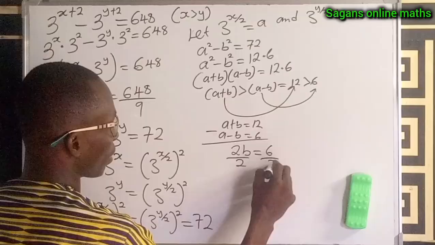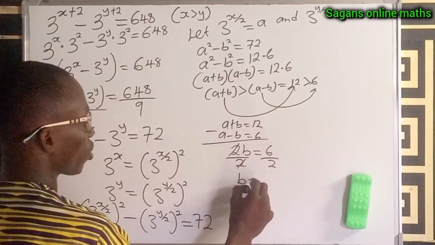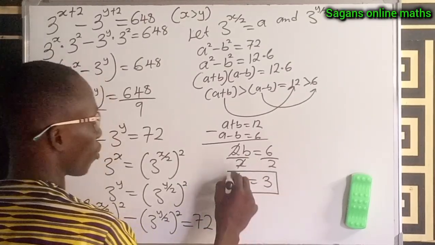Divide here by 2. Divide here by 2. The 2 cancels out. So b is equal to 3. This is the value of b.